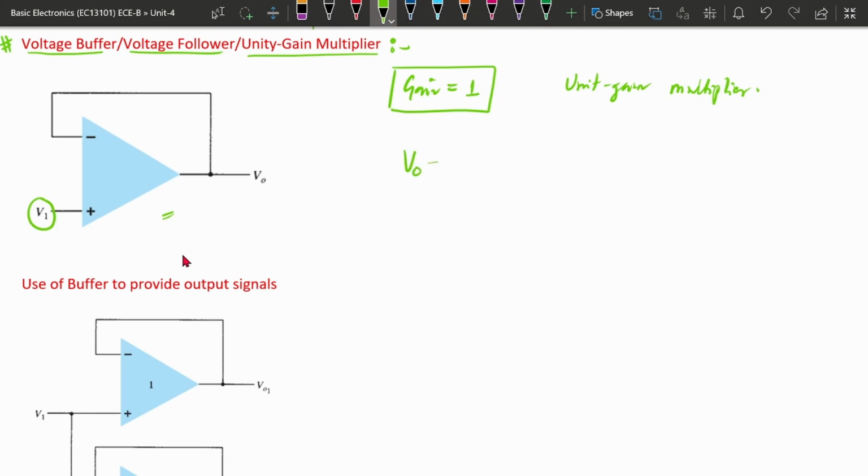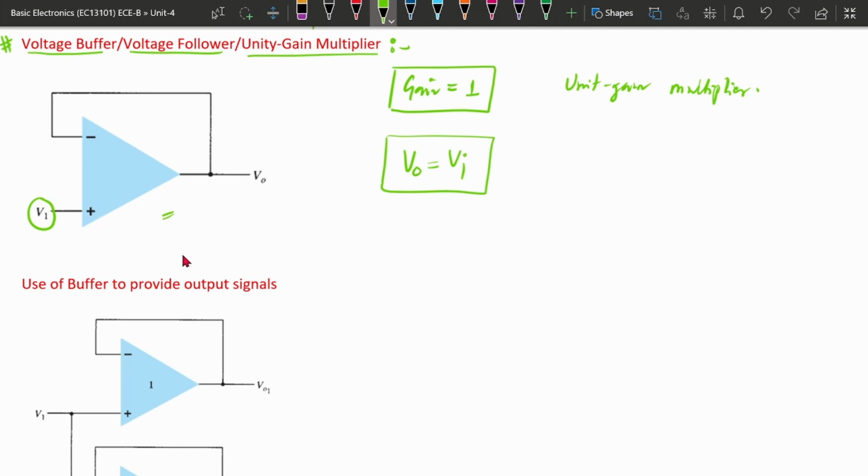Output in this case is given by V input itself. When output is equal to V input, that means it has a gain of 1, so it is a unity gain multiplier type circuit. It is also called voltage follower, meaning whatever input is given, the output is similar, that's why it is called voltage follower. And it is used as a voltage buffer.